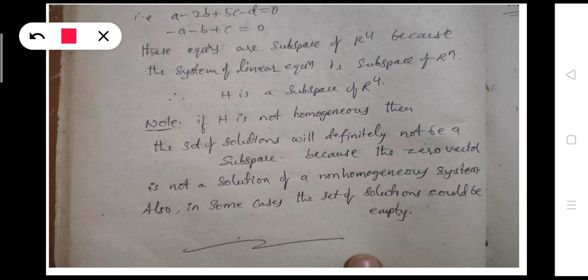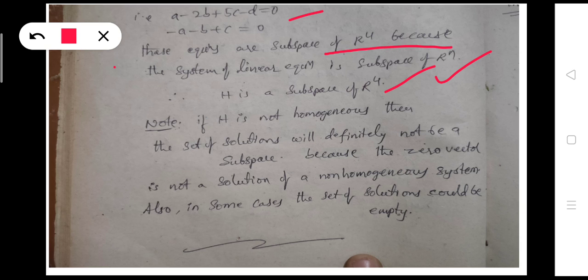So the solution set is a subspace of R4, because H consists of only four coordinates, a, b, c, d. The equations are a minus 2b plus 5c minus d is equal to 0, and minus a minus b plus c is equal to 0. Here the system of linear equations gives a subspace of Rn. Okay. H is a subspace of R4.